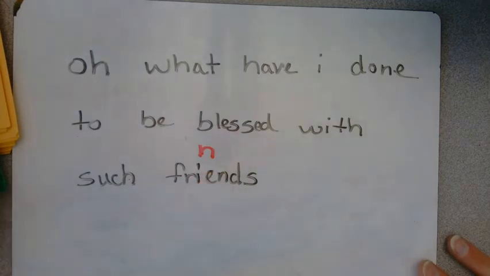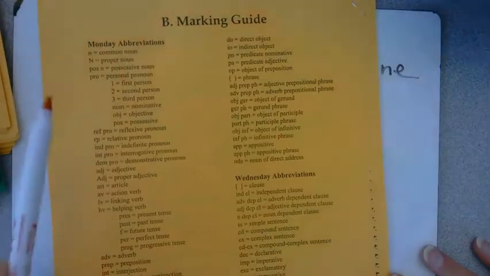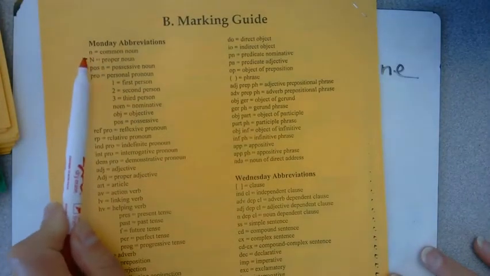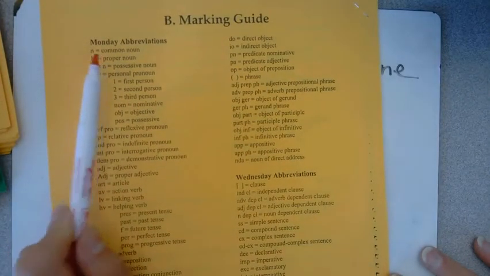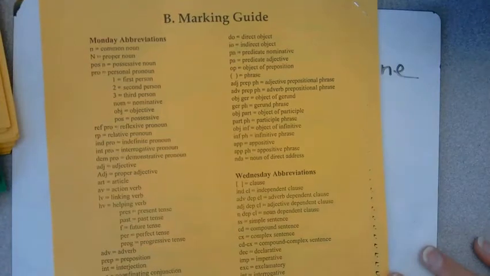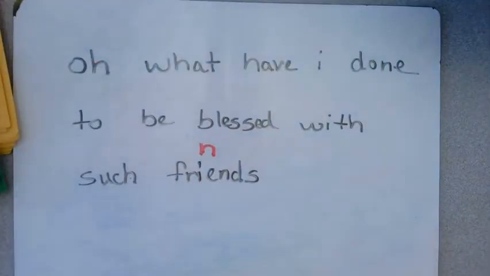According to my packet, if I want to know how to mark a common noun, I'd look at my Monday abbreviations. I'd see that a little n is what I need to put if it's a common noun. I know proper nouns are names of cities, people, Beth, Hermiston, Disney World, historic events, World War II. I don't have anything like that, so I know there aren't any proper nouns that I need to mark.